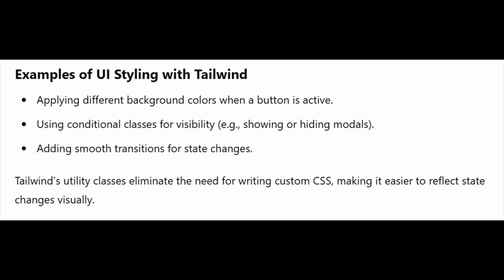Examples of UI styling with Tailwind. Applying different background colors when a button is active. Using conditional classes for visibility. Example: showing or hiding modals. Adding smooth transitions for state changes. Tailwind's utility classes eliminate the need for writing custom CSS, making it easier to reflect state changes visually.